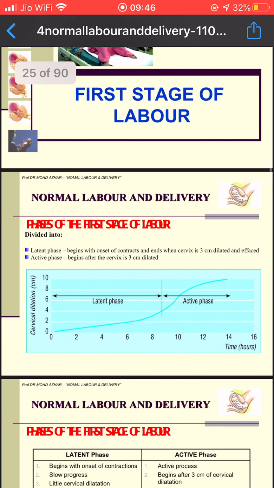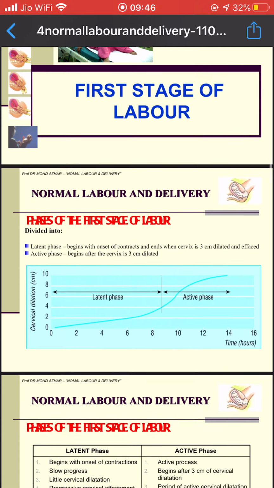Now let's discuss the first stage of labor. What are the phases? As discussed already, the phases of the first stage of labor are latent and active. The latent phase begins with the onset of contractions and ends when the cervix is 3 centimeter dilated and effaced. Now, what is the active phase? The active phase begins after the cervix is 3 centimeter dilated.